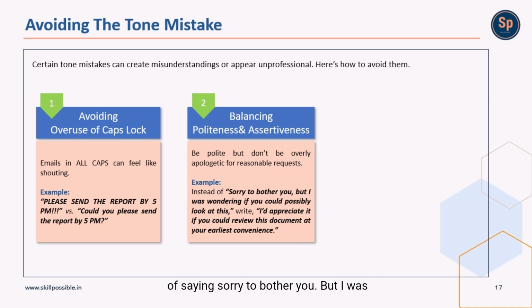Instead of saying, "Sorry to bother you, but I was wondering if you could possibly look at this," say, "I'd appreciate it if you could review this document at your earliest convenience." This version is respectful yet confident and gets your point across more effectively.